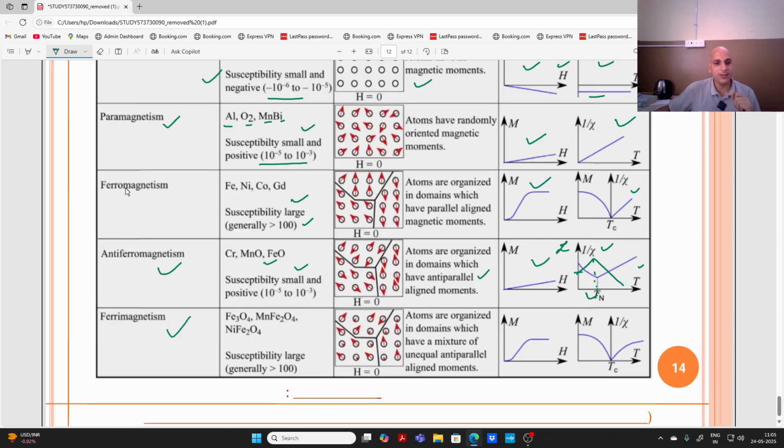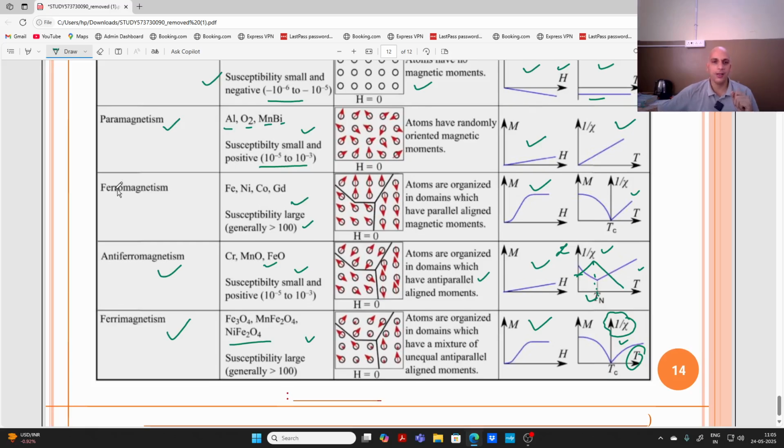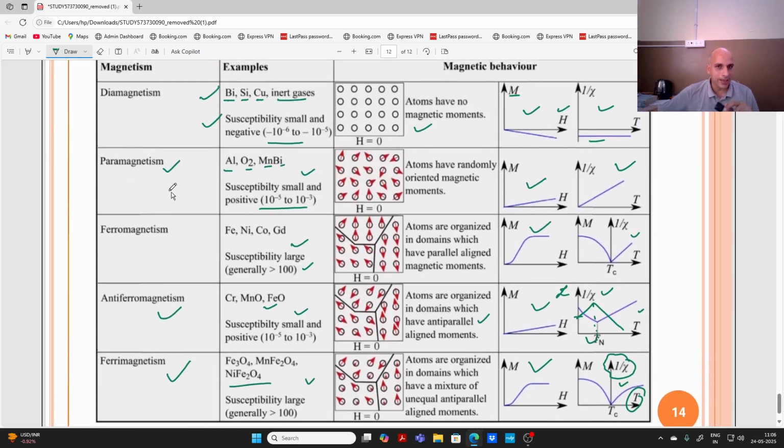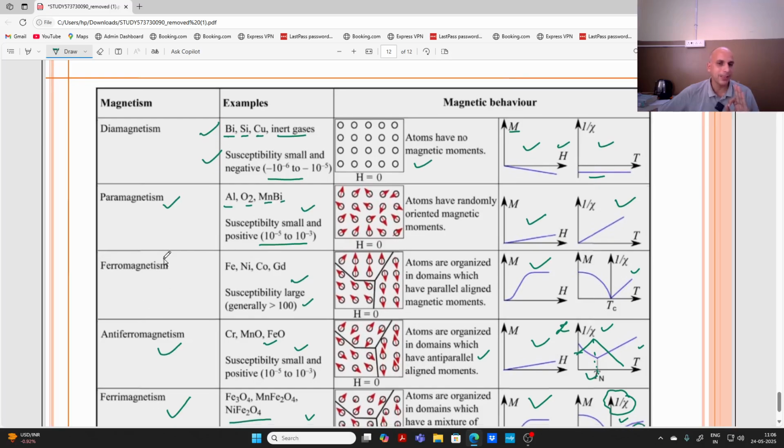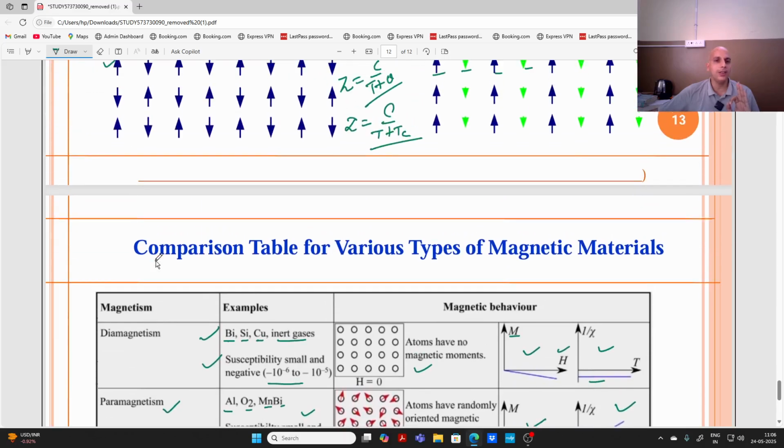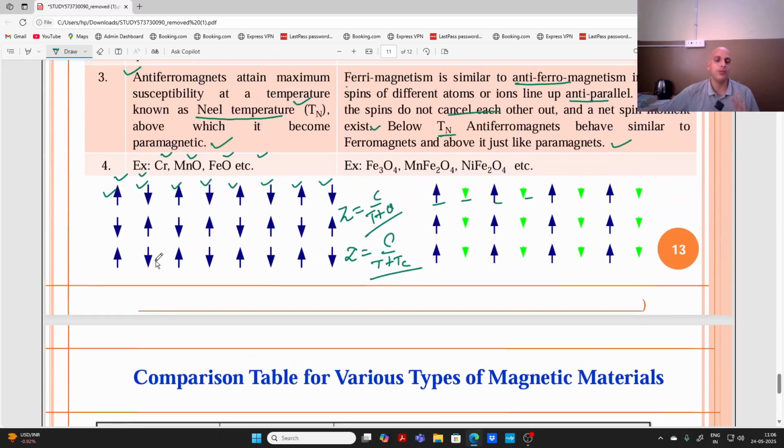Similarly, for ferrimagnetism: examples, susceptibility. M versus H graph and M versus T, or 1 upon zeta versus T. You can say two graphs are plotted simultaneously. Initially it is magnetization versus temperature. At the critical temperature, the magnetization of the material vanishes, and then it follows this relation. So these are the different important points highlighted in this table. We have to remember this table. So this is all about the different magnetic properties of the material.